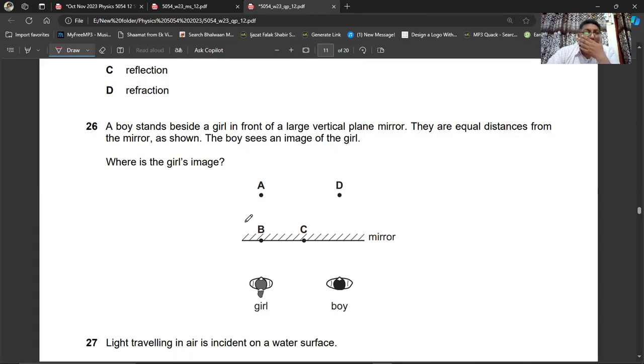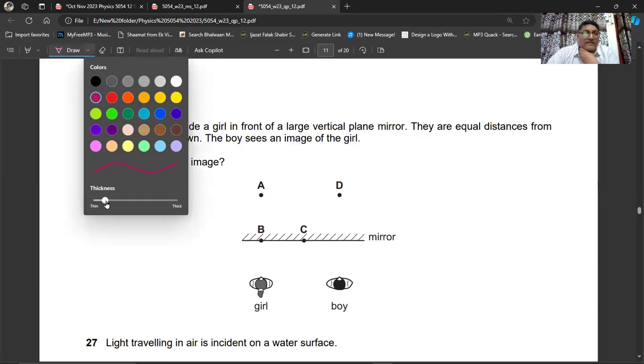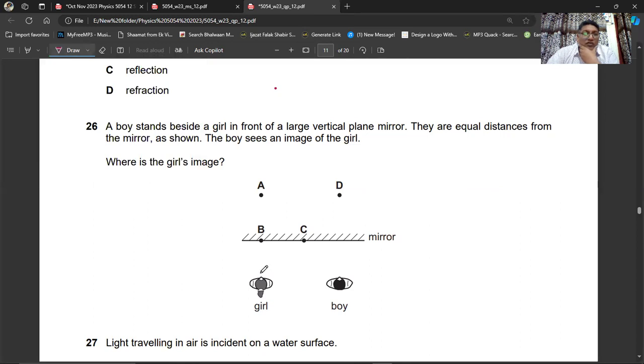So you can draw a straight line from the girl with the help of this, and you will draw a straight line. Okay, this makes a 90-degree angle with the mirror. Then you can take a middle point between the boy and the girl. Approximately this will be C. From here you will draw a line here, then you will draw a normal here.